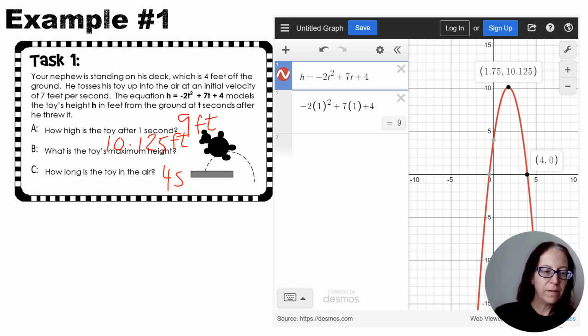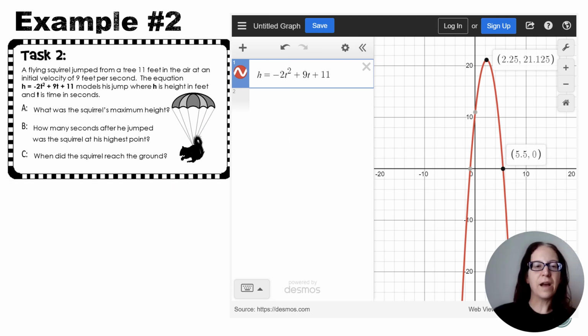All right. Next one, we've got task 2. So this is the flying squirrel problem.